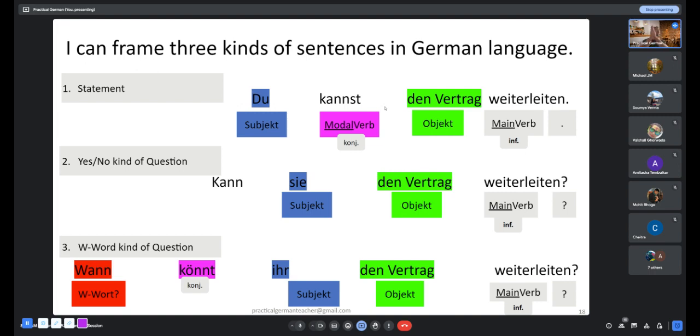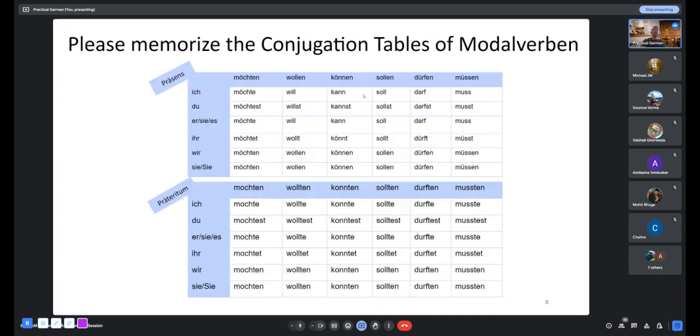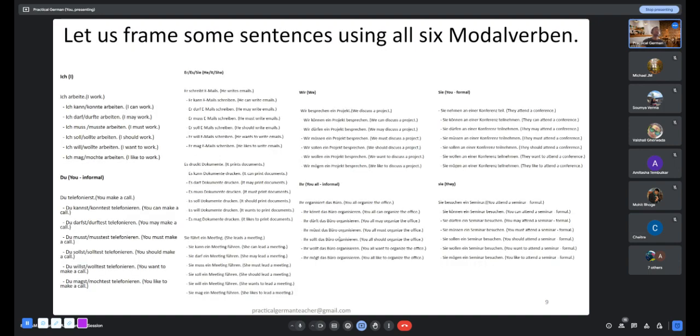So if you want to frame a sentence in present tense with a modal verb, you learned that. Now if you want to frame the same sentence in past tense, all you have to do is use the correct conjugation of the modal verb in Präteritum. That's why these two tables are so important, the bottom one as well. You should know all this. Any questions so far? Because now we are going to do exercises.